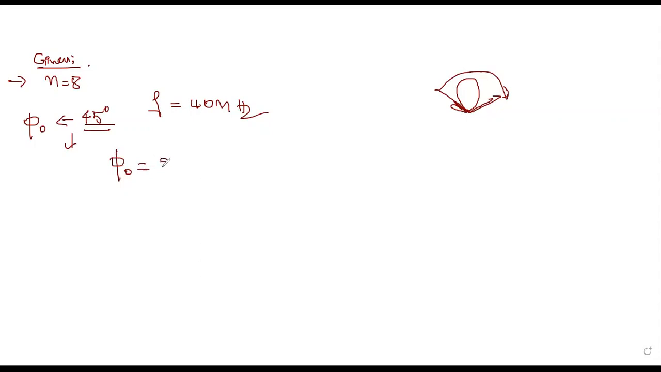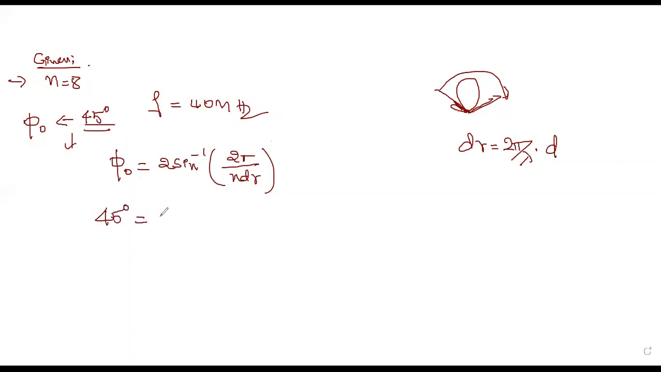So you have to consider the phi naught equation of a broadside array. Phi naught equation of a broadside array is 2 sine inverse of 2 pi by n dr. Find out what dr is first. Dr, you know, is 2 pi by lambda into d; the distance is not given, we need to find it out. So consider this equation and equate it to 45 degrees. Phi naught is 45, 2 sine inverse of 2 pi by n dr.